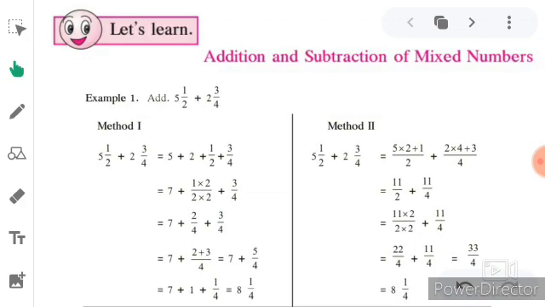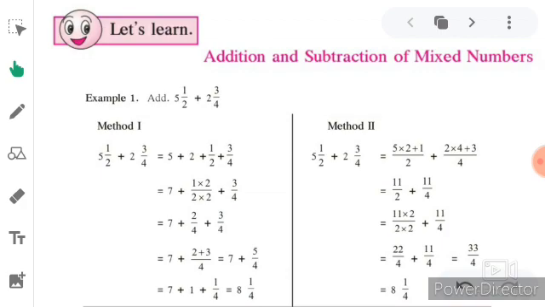This one is your first method. So first of all we are going to take the first method. Here the example is given to you: 5 whole number 1 upon 2, plus 2 whole number 3 upon 4. You will have to add these mixed numbers. First of all, see that the denominators are different, so these are unlike fractions, so we will have to convert them into like fractions. We will see step by step how we can convert.